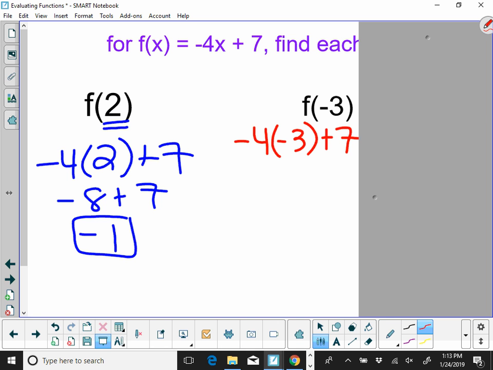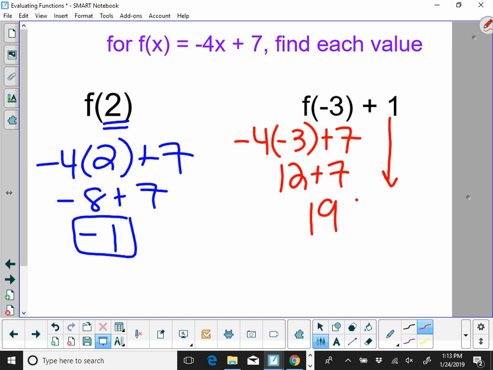Okay, so negative 4 times negative 3 was 12. And 12 plus 7 is 19. But I do still have this plus 1. So my final answer needs to be 20. But you do your f of's first. Complete them completely to one value and then move outside. Is everybody with me? Yep. Because even if there's a number in front of that, you don't want to start trying to distribute into your function. You want to get your function down to one value first and then move outside.